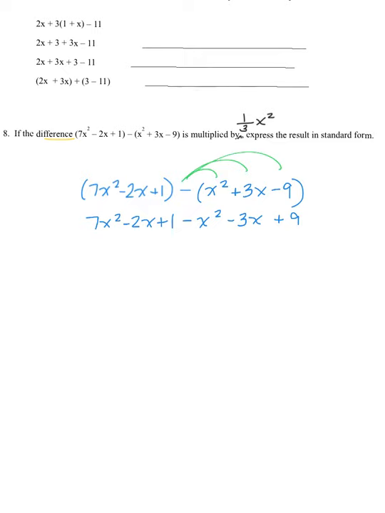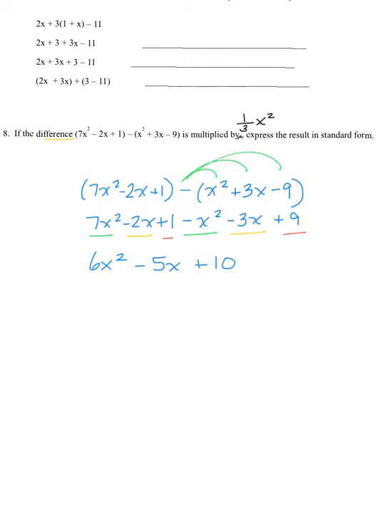Once we've distributed the negative and all terms have been generated, we can now combine those that are like. So we'll start with 7x squared and negative 1x squared. That's going to give us the result of 6x squared. The next thing we're going to do is the negative 2x and the negative 3x. That's going to be a negative 5x. And lastly, we have a positive 1 and a positive 9, and that's where we're going to get a positive 10. So that is our difference, our result, after we subtract those two trinomials that we were given.